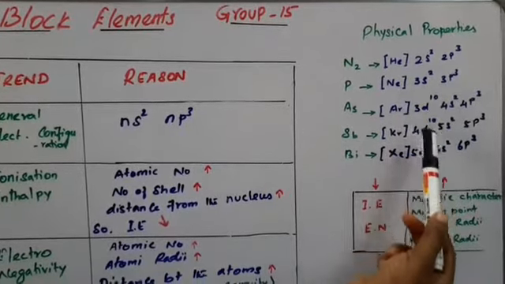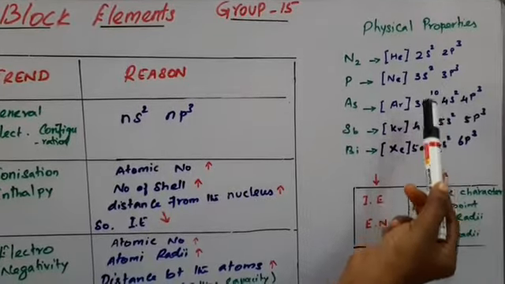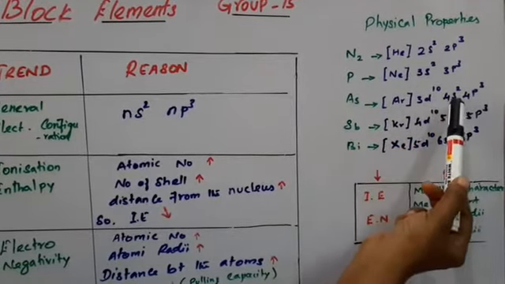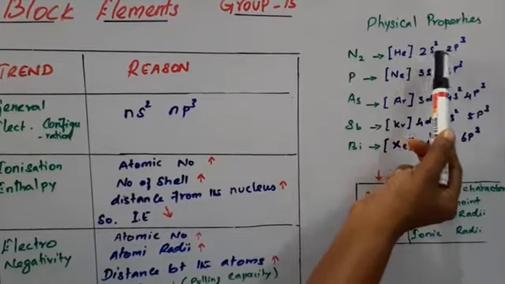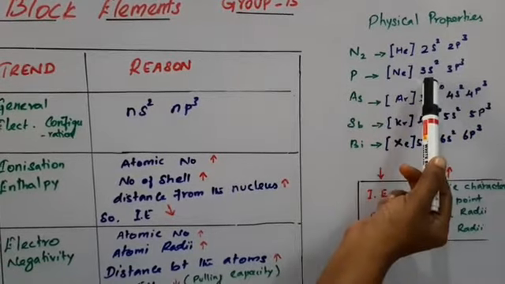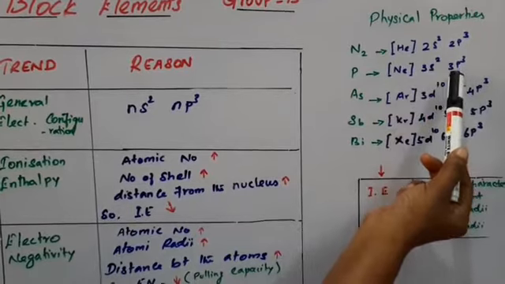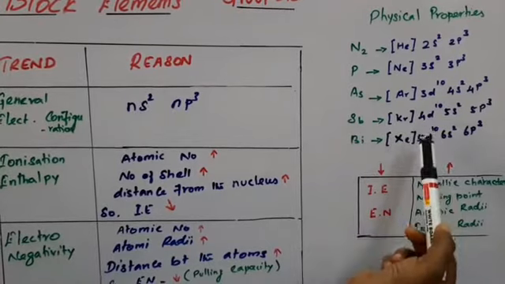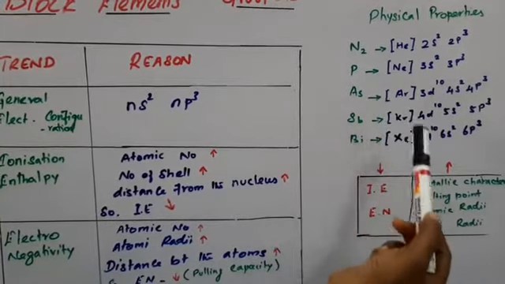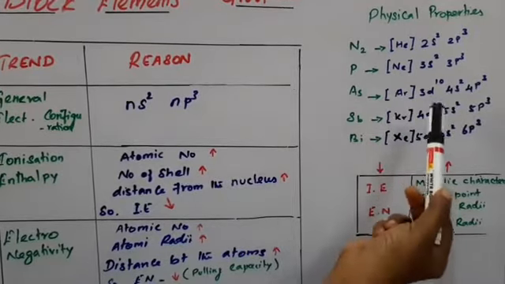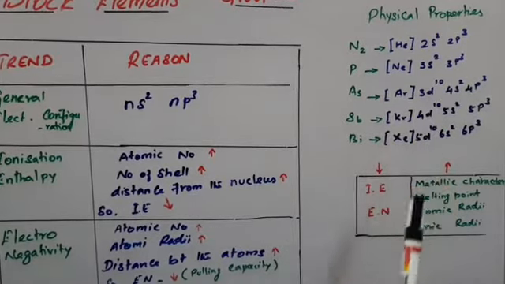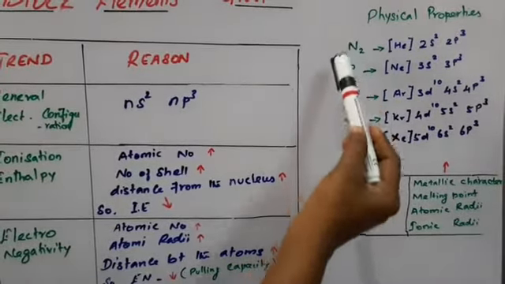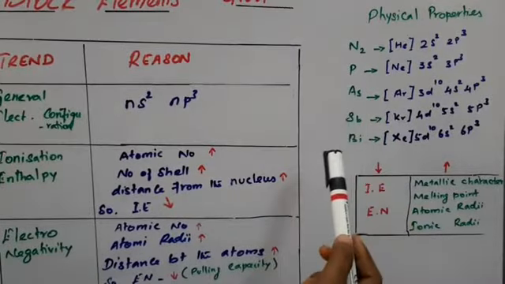The general configurations are more or less the same, but the only difference is the principal quantum number. For nitrogen it starts with 2s2 and 2p3, for phosphorus it starts with 3s2 and 3p3, and like that arsenic with 4s and 4p. So the configuration is the same, but the principal quantum number is different. These are the group 15 elements present.